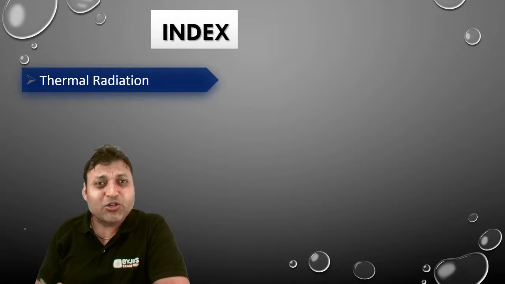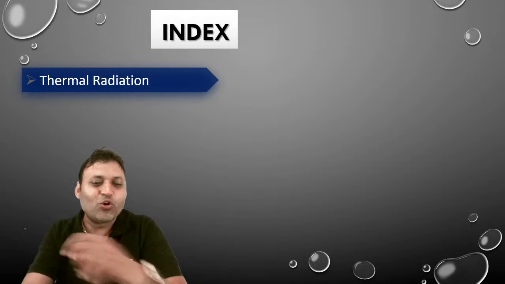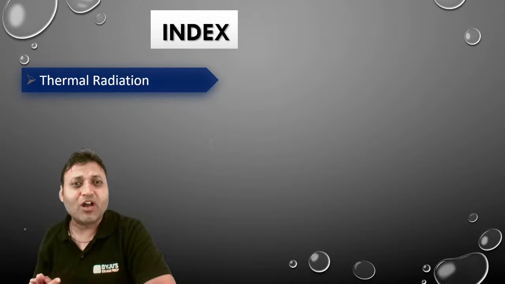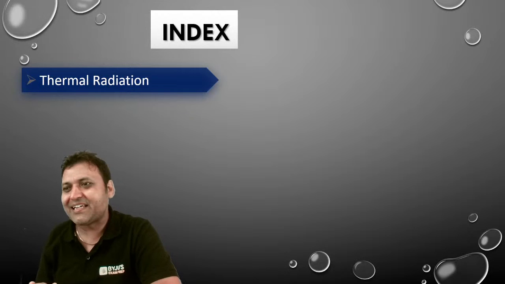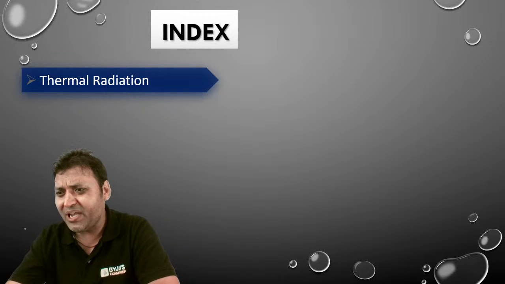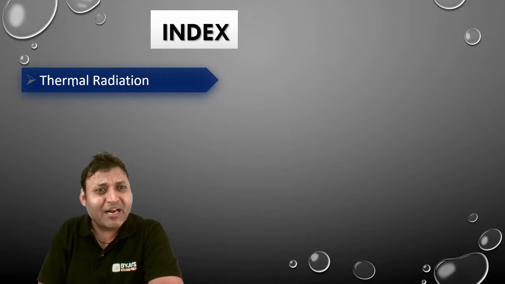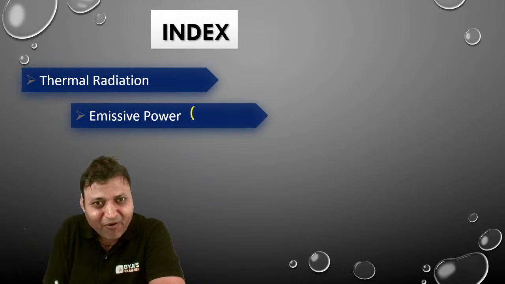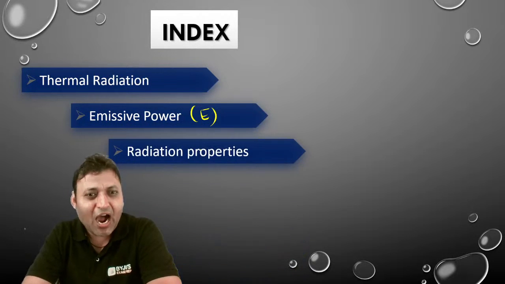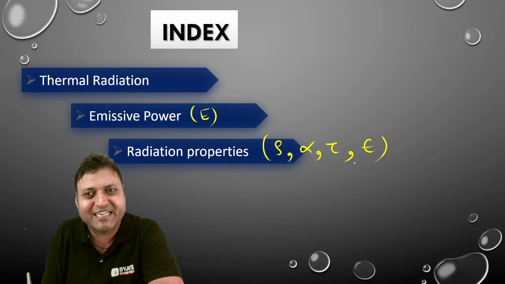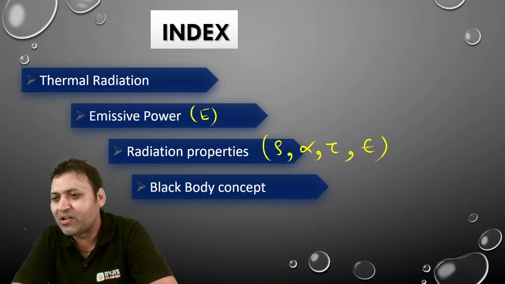The topics which we are going to cover in today's session, as I told you yesterday, the series is all about completing the thermal radiation in detail. So we will talk about the basics of thermal radiation, the importance of thermal radiation. Then we will be talking about the emissive power and the significance of emissive power. And after that, we will be talking about the various radiation properties like reflectivity, absorptivity, transmissivity, emissivity, etc. Then we will be talking about the concept of the black body.